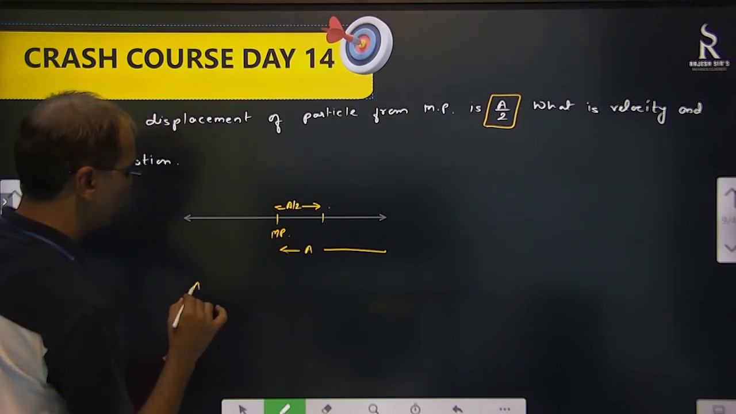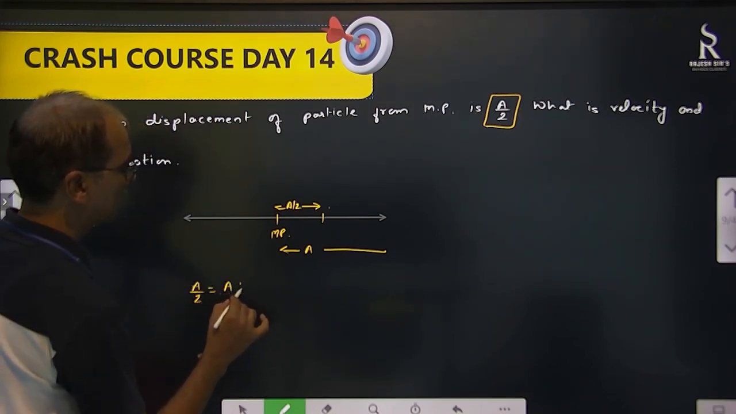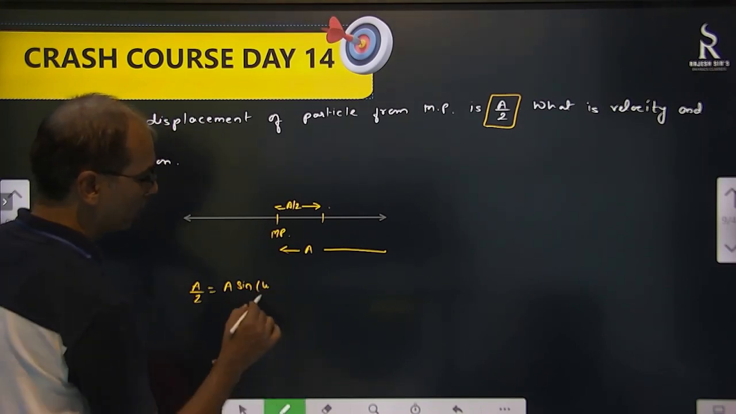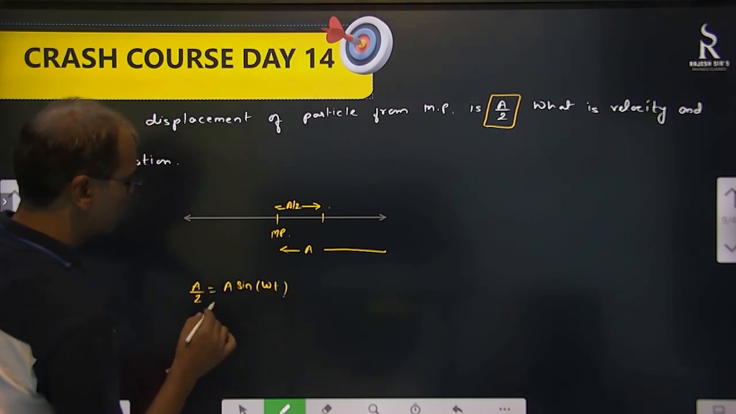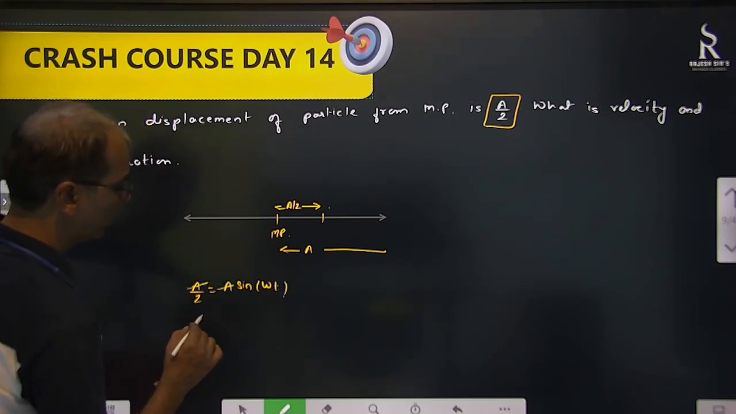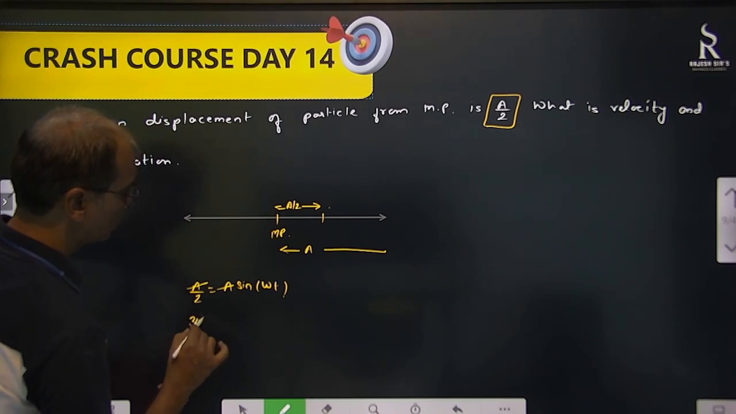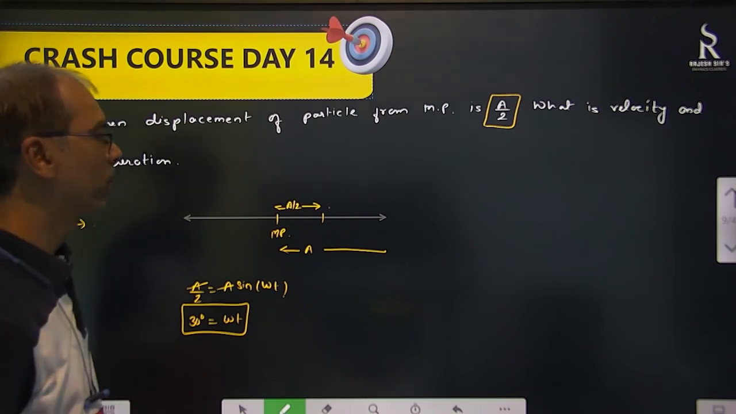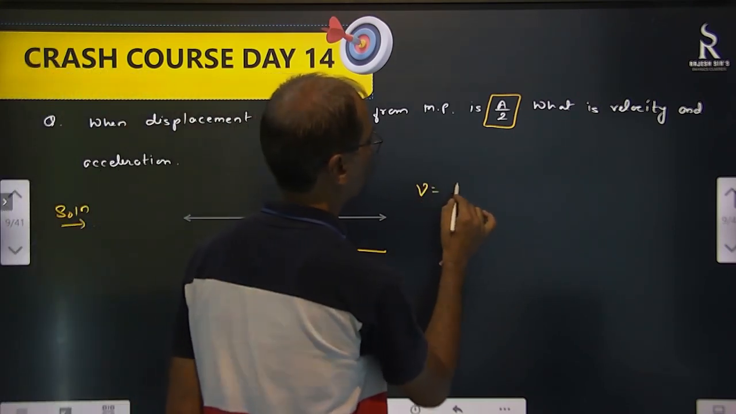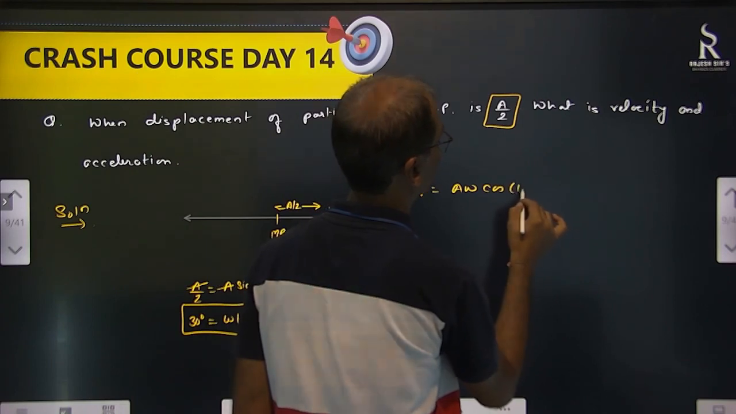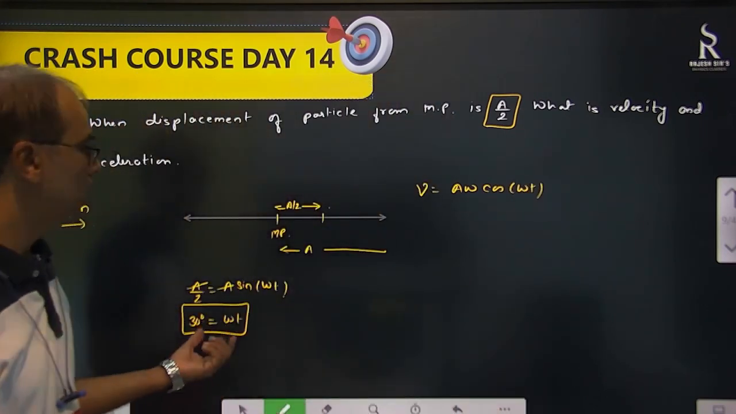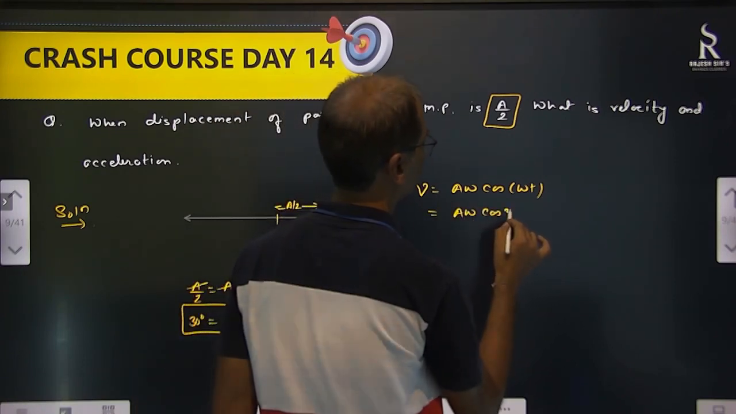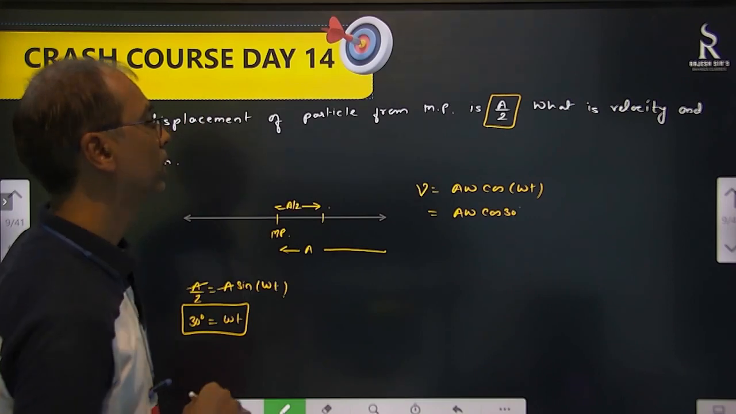So A by 2 equal to A sin theta, or A sin omega t. A sin theta is fine, or omega t you want to write. Right, so A is cancelled. 1 by 2, sin inverse 1 by 2 means 30 degrees. So 30 degrees is equal to omega t. Now what is the question asking? Velocity. Now we know what velocity is. Velocity is A omega cos omega t. Omega t value I have got 30, we'll put it here. A omega cos 30. Then acceleration. Acceleration is what?